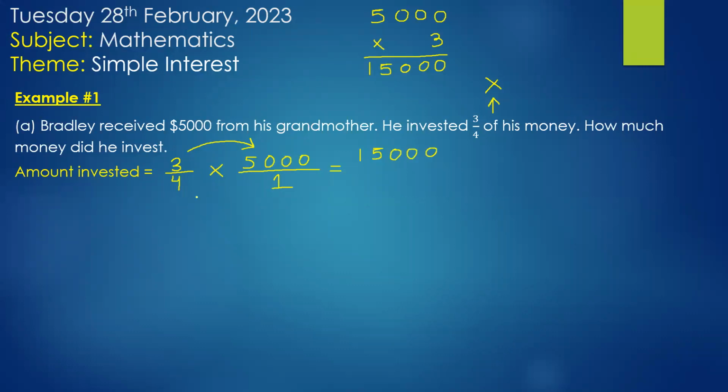And then we have to multiply 4 by 1. What is 4 times 1? 4. That's simply 4. Very good. Now we have to take 15,000 and divide it by 4, yes. So let's do that.